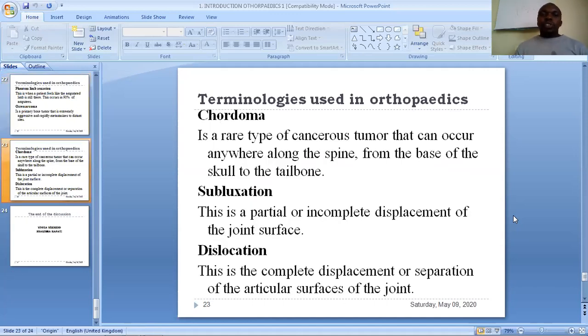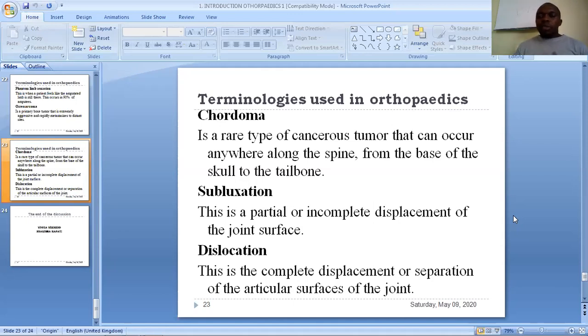The other terminology to look at is chordoma. This is a rare type of cancerous tumor that can occur anywhere along the spine, from the base of the skull to the tailbone, which is the coccyx. So if this tumor affects any part of the spine, it will be a chordoma.